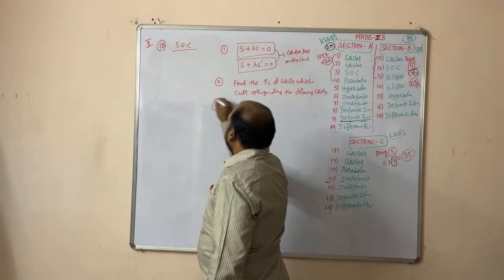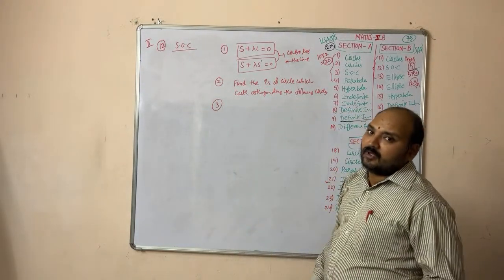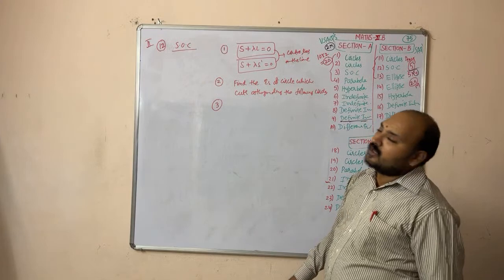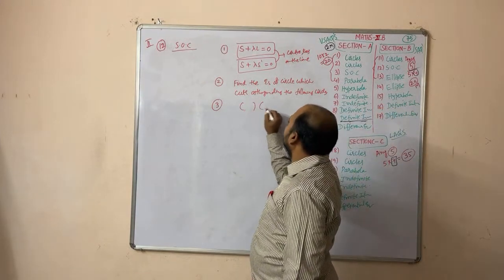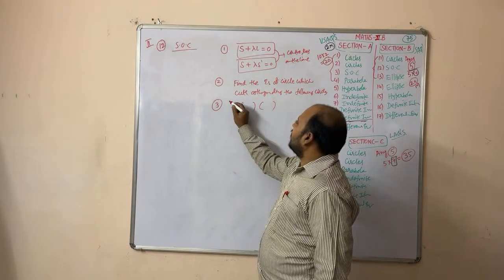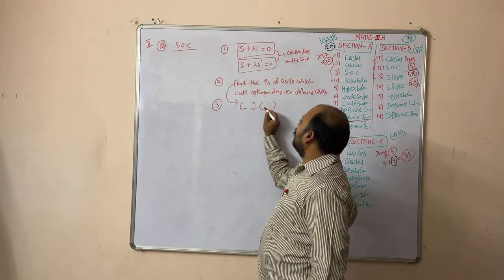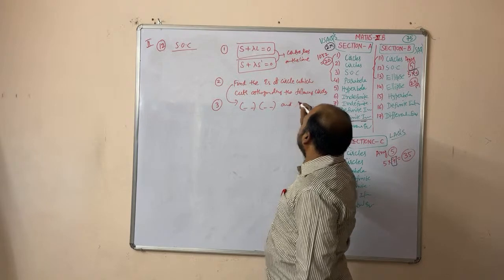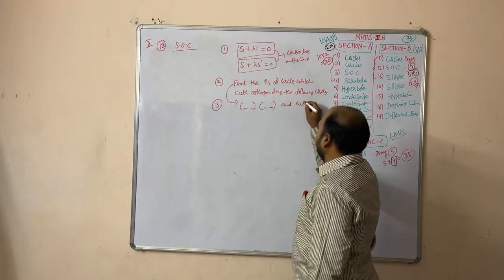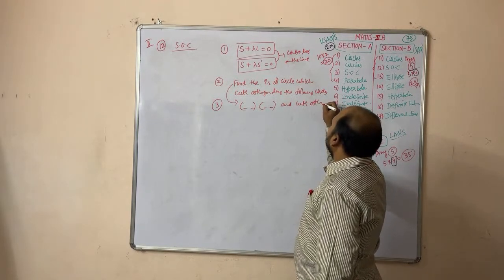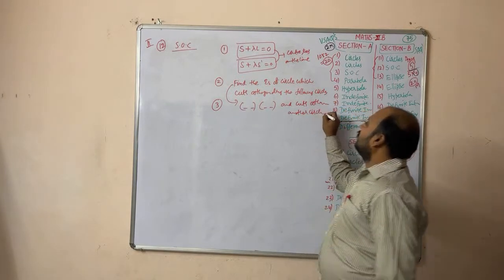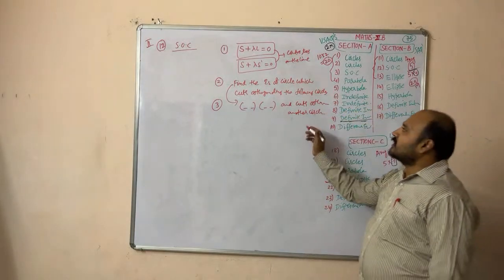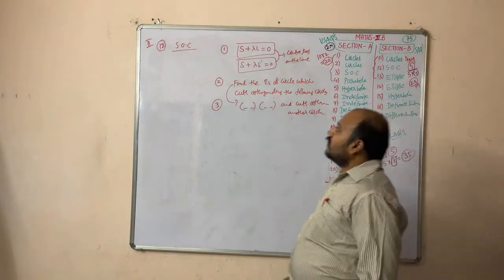Suppose we come to another exercise. Find the equation of circle passing through 2 points and cuts orthogonally another circle. This is the way.